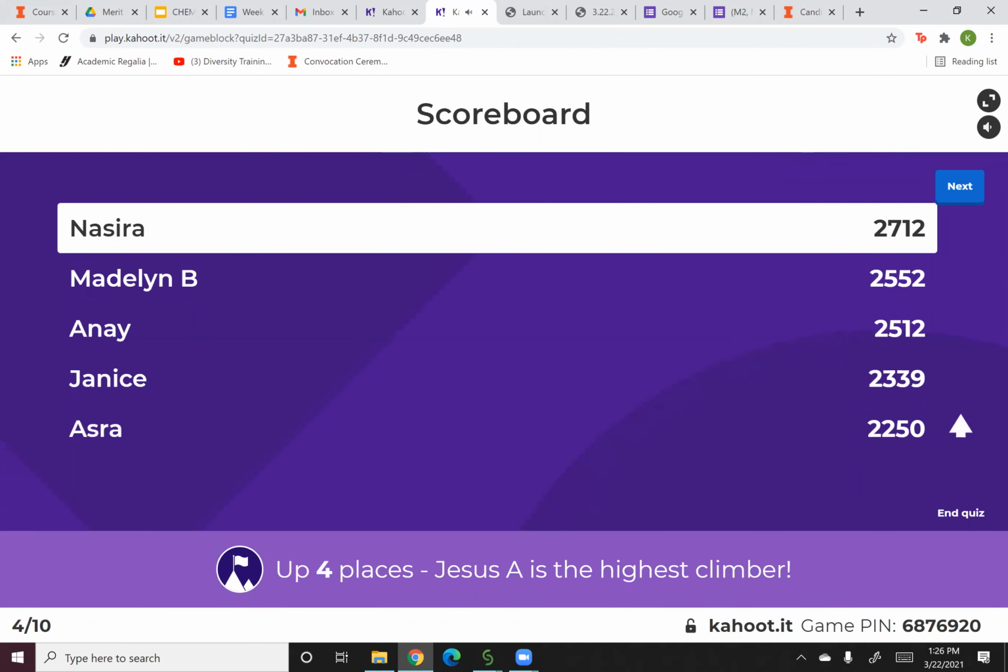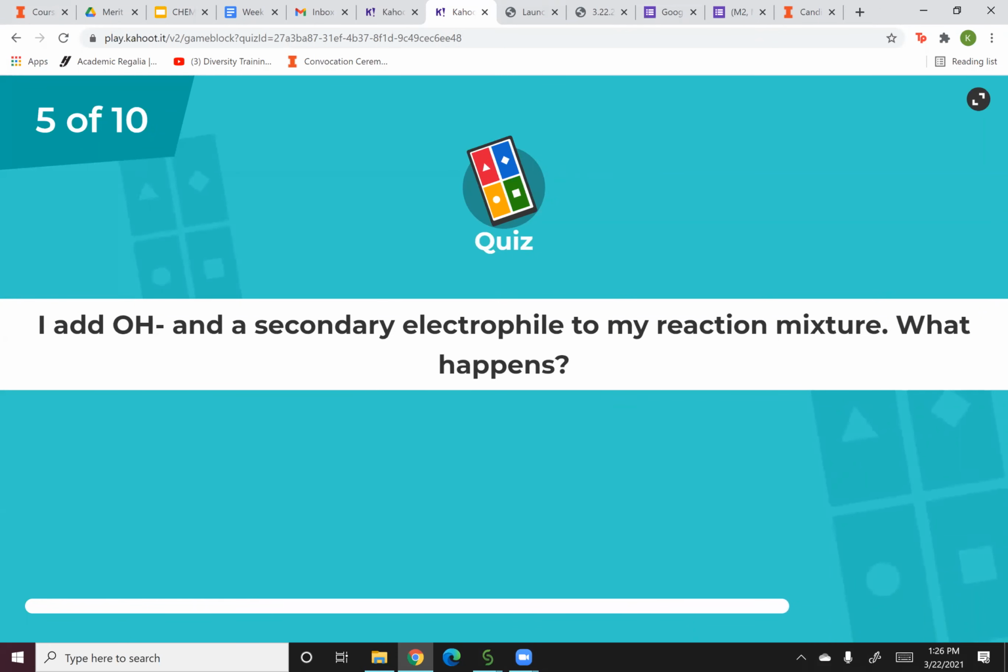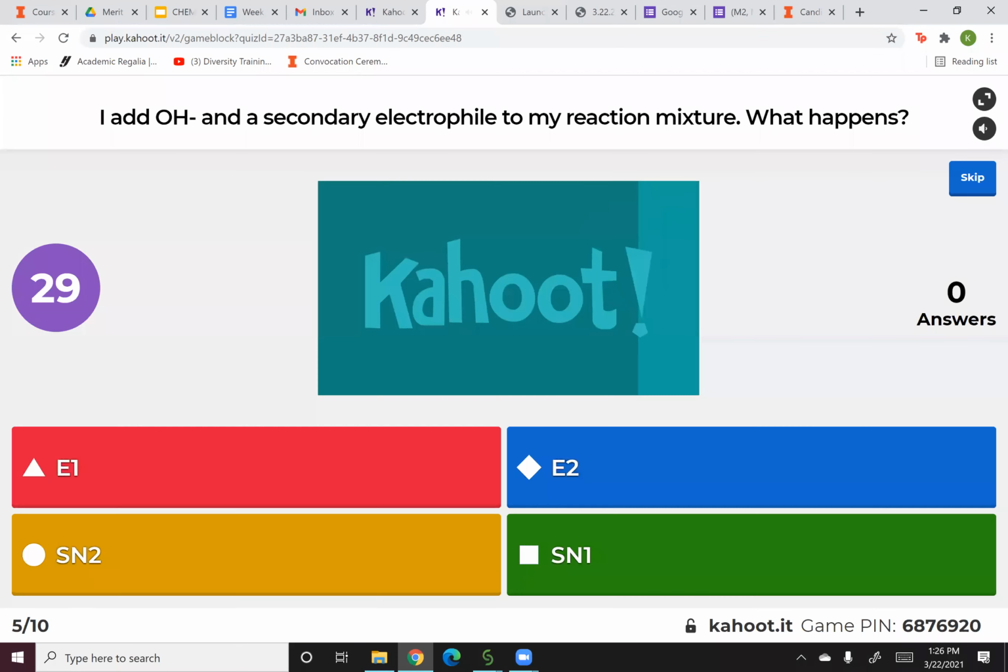Oh, all right, to our next problem, problem 5. I add OH minus and a secondary electrophile to my reaction mixture. What happens?